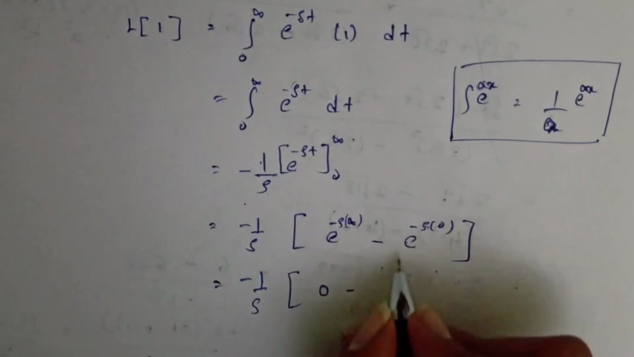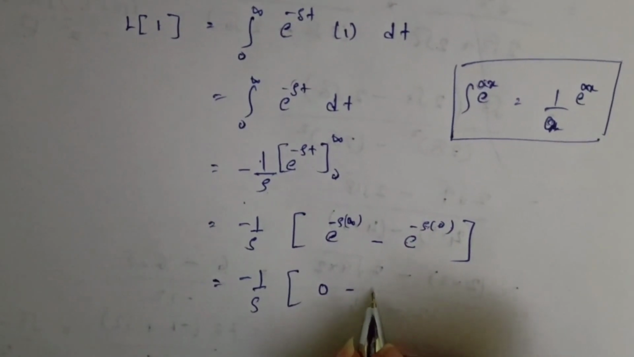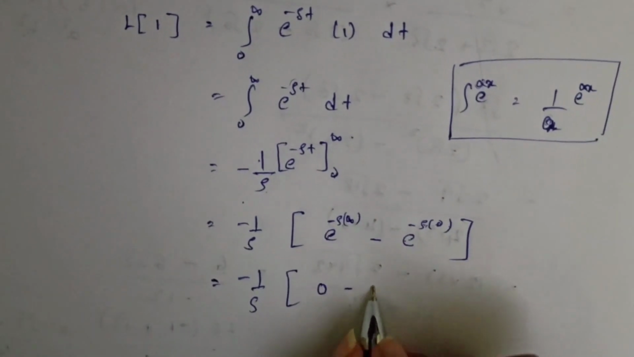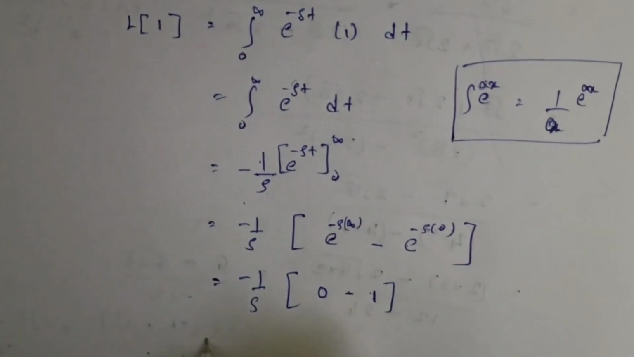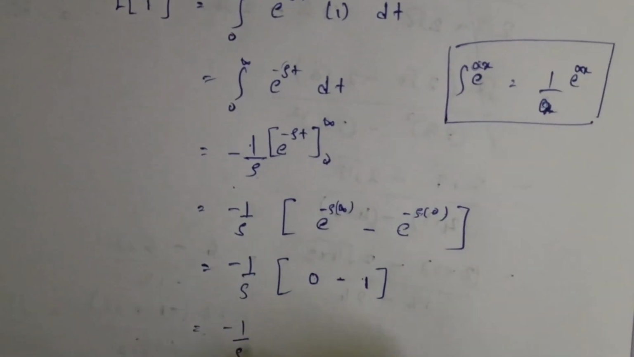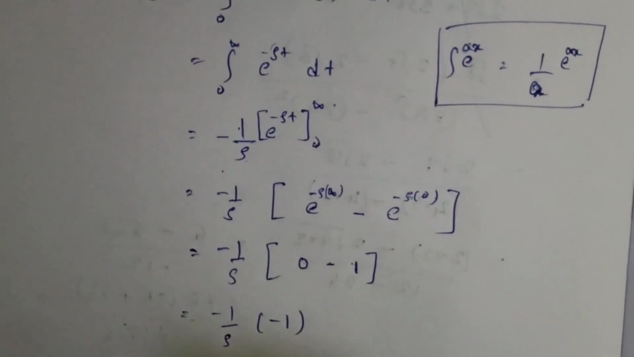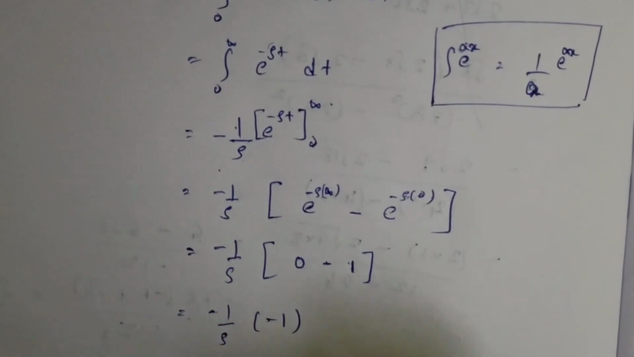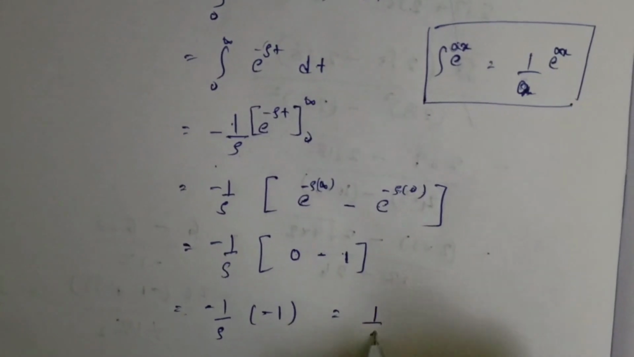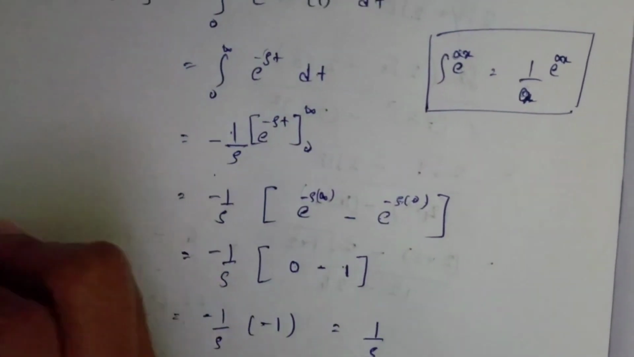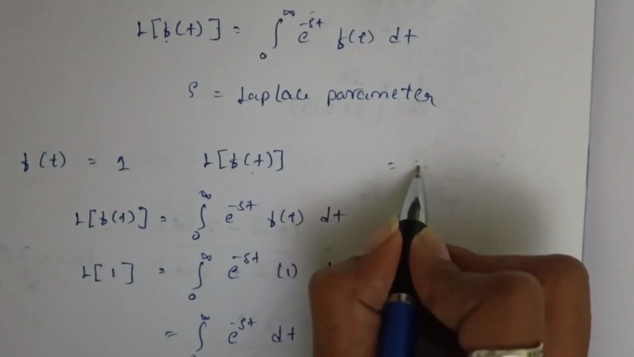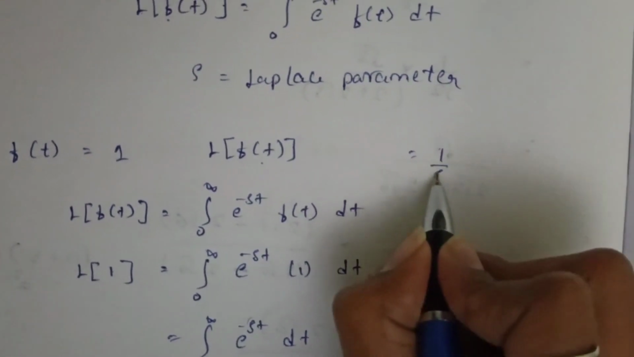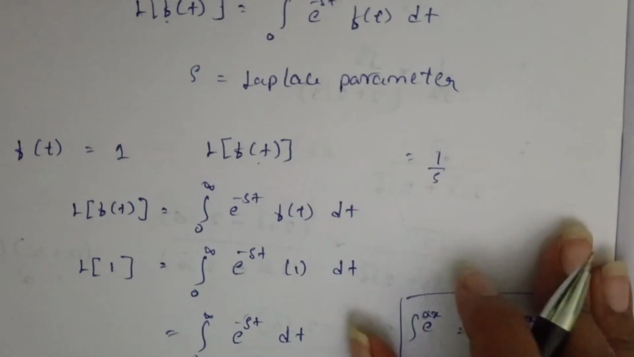Okay, this is the general equation. So it becomes 1. Now 0 minus 1 is minus 1. So 1 divided by s into minus 1. Minus into minus becomes plus, so it becomes 1 by s. So the simplified answer, the L of f of t, that is L of 1, is 1 by s. Okay, so let me take another example.